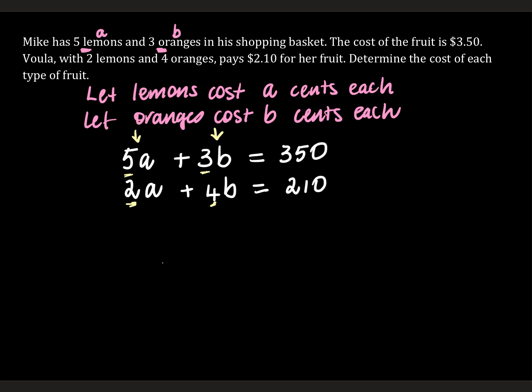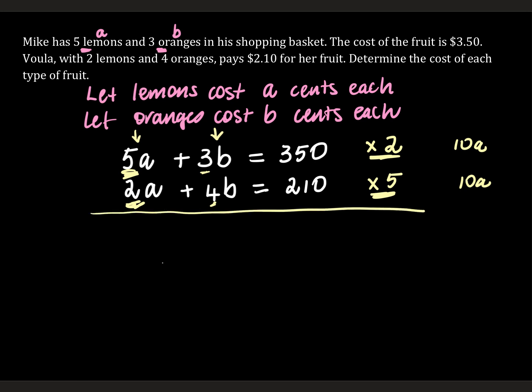Well, I think to myself, if I multiplied that one by 2 and that one by 5, 5 times 2 is 10. That will make 10A. And 2 times 5 will make 10A. I'll have the same number of A's, so I can subtract them and eliminate the A's. Let's do that. We're going to write these equations out again. First one, timesing it by 2.